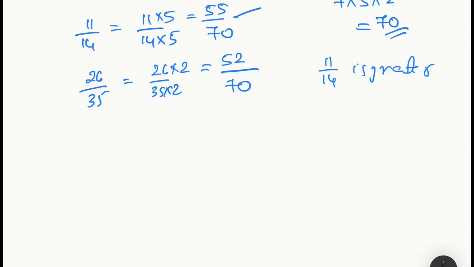So in a similar way, please complete the 4th, 5th and 6th main in your classwork. In the 5th and 6th main, in a similar way you have to make the denominators equal and write in descending and ascending order. Okay. Then with the 7th main, I'll continue in the next class.